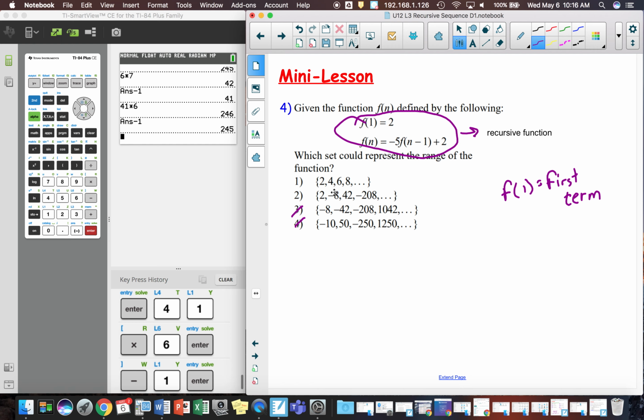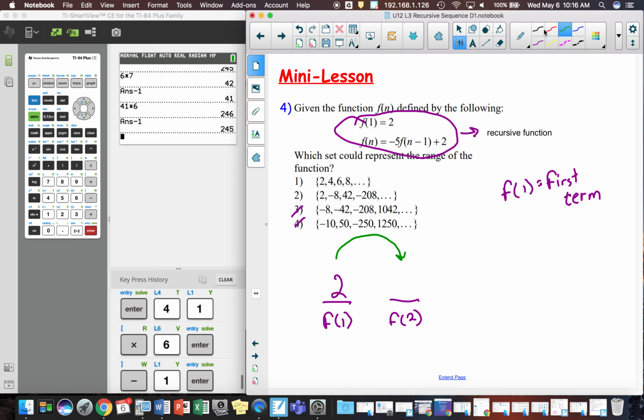Now, notice the second term. There's a 4 and there's a negative 8. Once we find the second term, we're good. We know which one's our answer here. Let's take a look. It says that the first term is 2. This is f of 1. I'm going to use a shortcut here. So for f of 2, let's figure out our rule. Let's figure out what that rule will be.